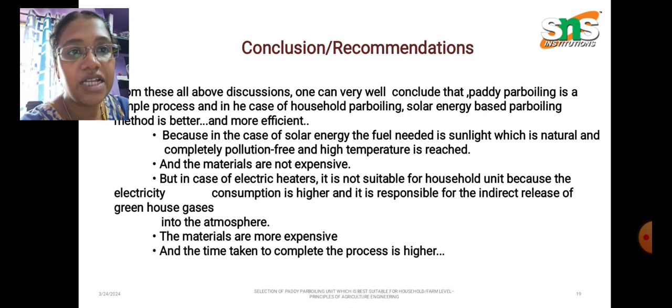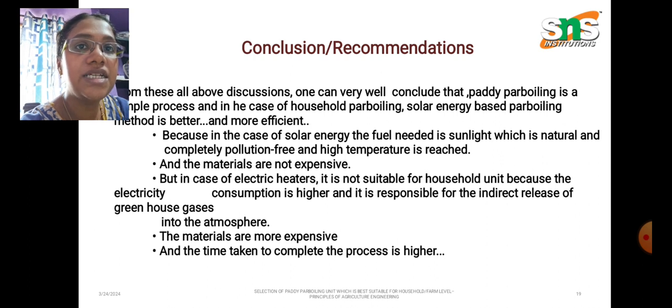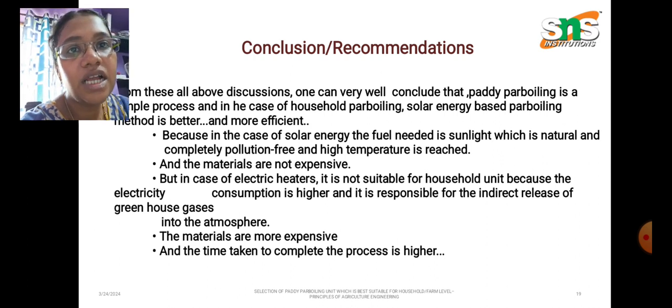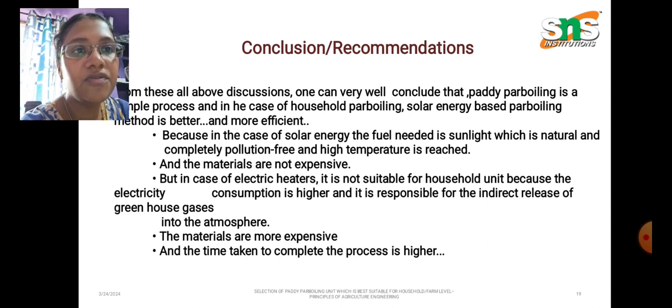But electric heaters are not suitable for a household unit because electricity consumption is much higher and it is responsible for indirect release of greenhouse gases to the atmosphere. The materials are also more expensive in the case of electric heaters, and the time taken to complete the process is also much higher.